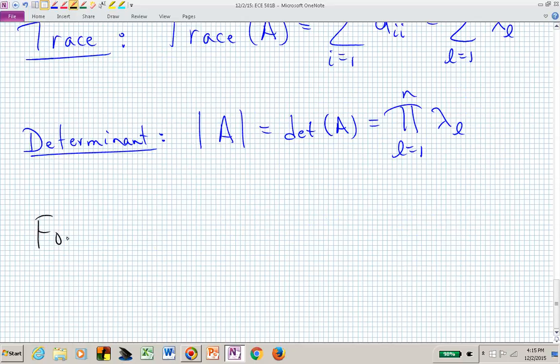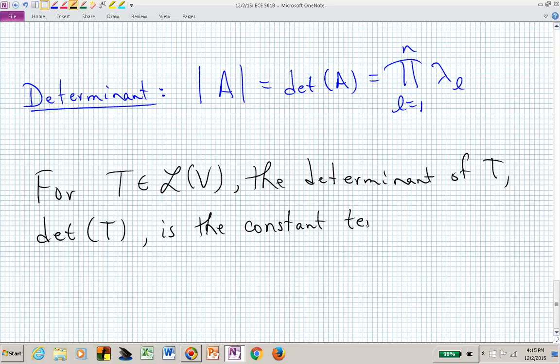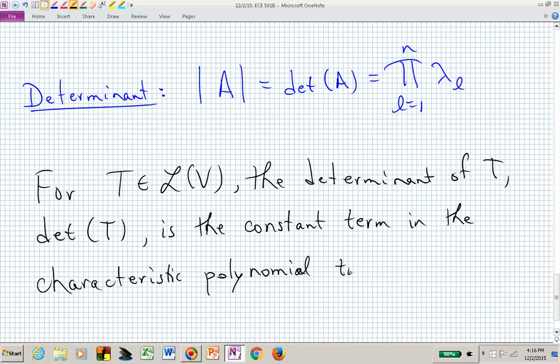And you might remember in that earlier first statement that we talked about in class, if we now have this linear operator T, the determinant of T is in fact the constant term in the characteristic polynomial scaled or multiplied by minus 1 raised to little n, where little n is actually the dimension of the vector space V.